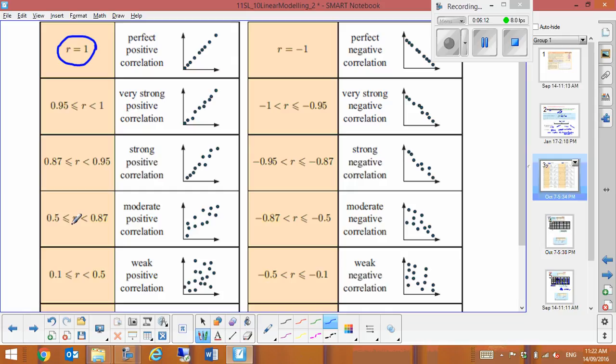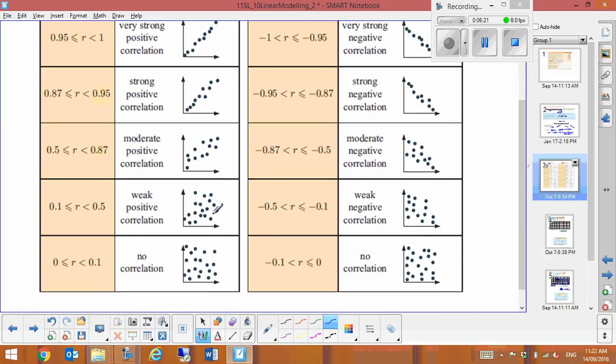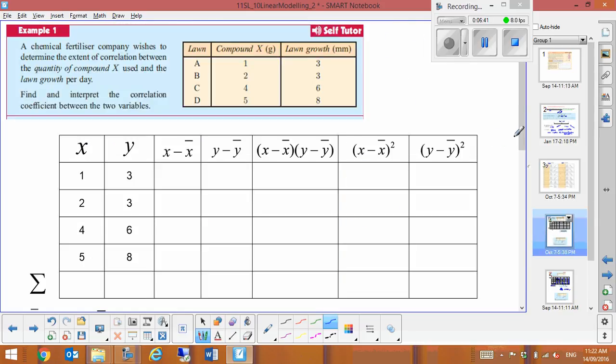Here we're now down at 0.5 to 0.87, so the data's even more spread. It's moderate correlation, and our weakest correlation is starting to be spread all over the place. No correlation means we can hardly tell whether it's increasing or decreasing as x increases. So the spread of the data, how broadly it's spread, is the strength, and the value of r will tell us that.